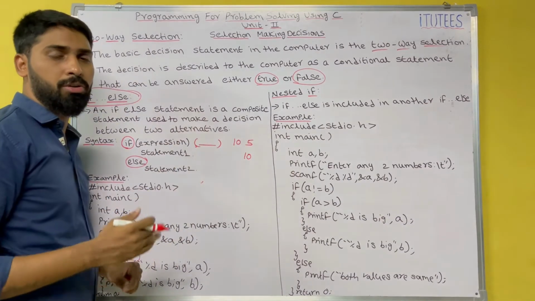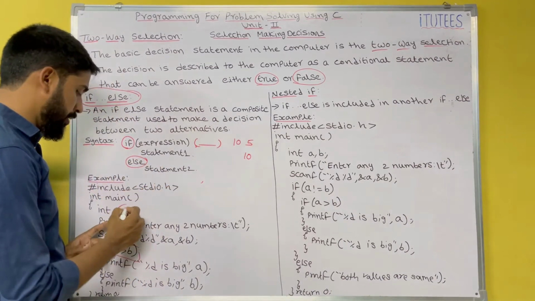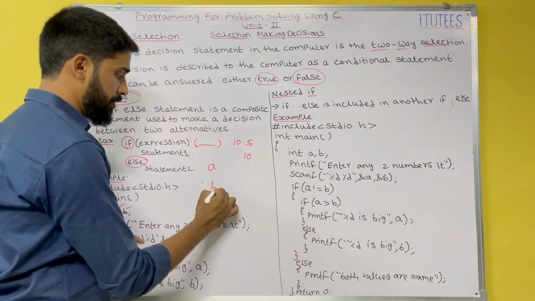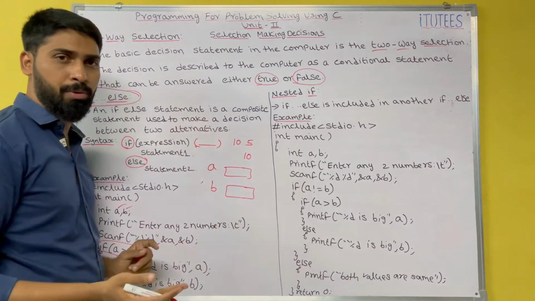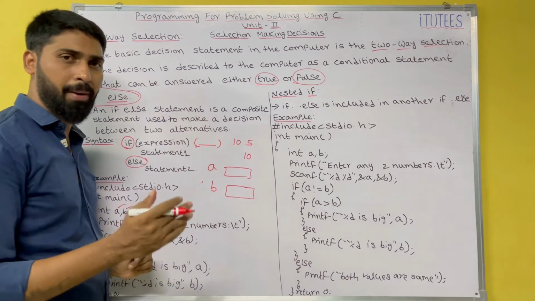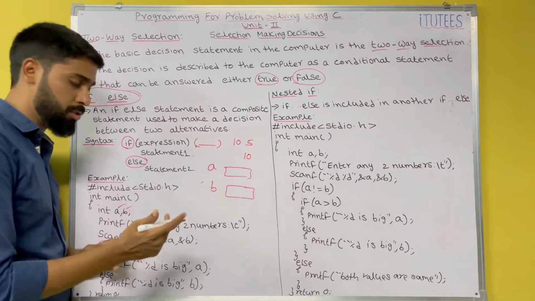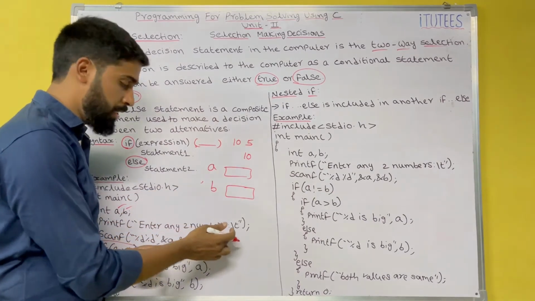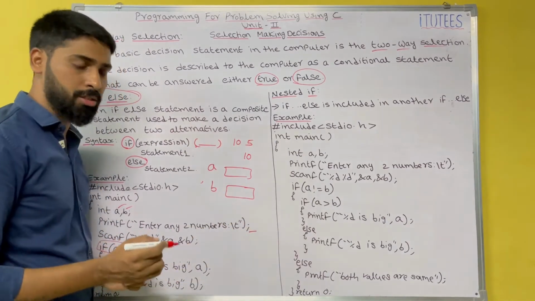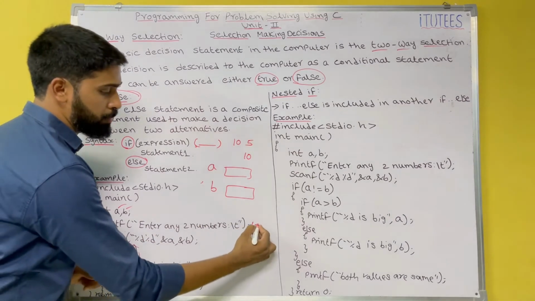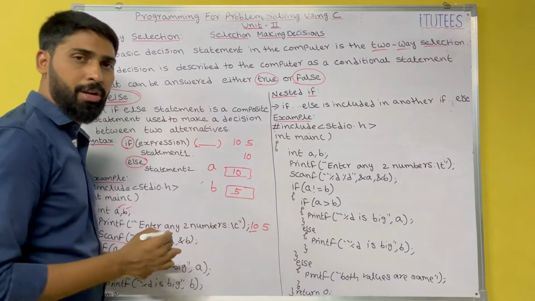So here we write the program to find the biggest of two numbers. You take two variables, A and B. We can read the values from the keyboard by using scanf. Before scanf, you print a message on the console: Enter any two numbers. This message is displayed on the monitor and the cursor is waiting. Now you give 10 space 5. Now 10 is stored in variable A and 5 is stored in variable B.